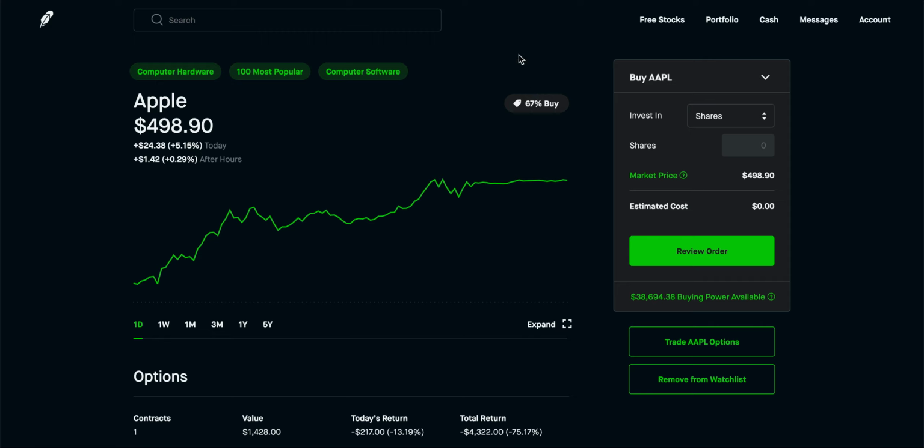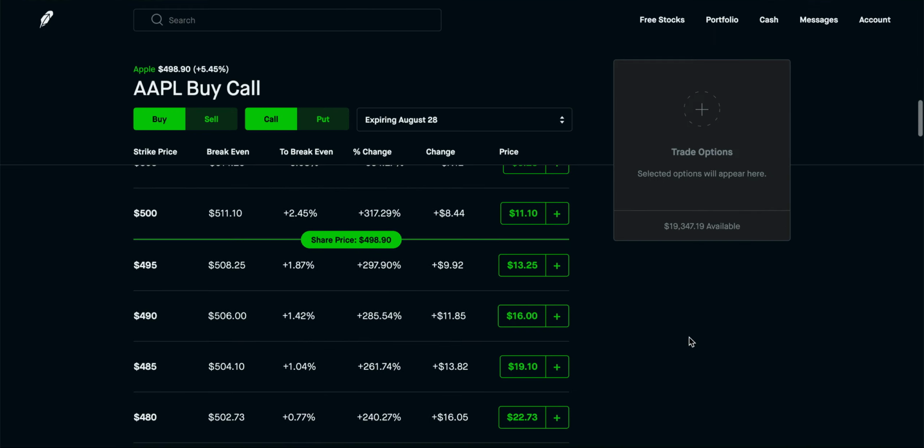So let's get started. The topic for today is credit spread. What is a credit spread? How do you do a credit spread? Right now I'm showing it in Robinhood, but you can do it in pretty much any brokerage if you have options enabled. You do need spreads enabled. So this is Apple. This is an option strategy, so we're going to go to trade Apple options.